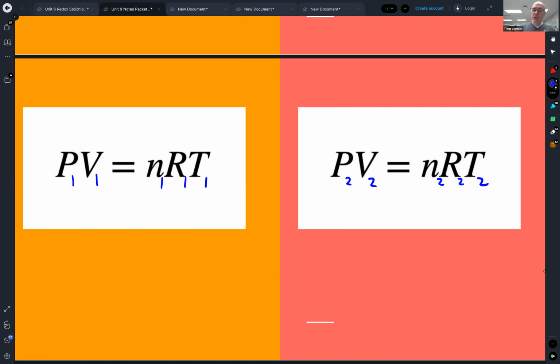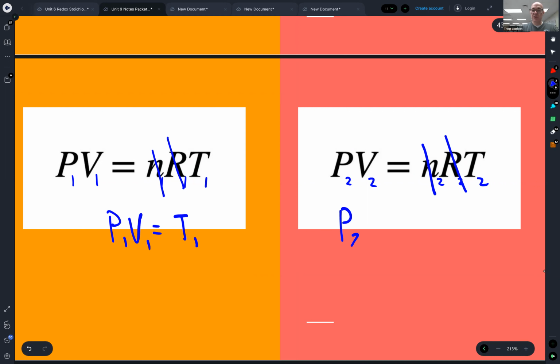Well, if they are in balloons, that means the gas is trapped. That means the amount inside the balloon does not change. So we can cancel those out as being the same. By the very definition of what a constant is, it's not going to change, so we can cancel that out. So right away, I'm already left with a simpler equation. P1 V1 equals T1. Over here, I'd have P2 V2 equals T2.